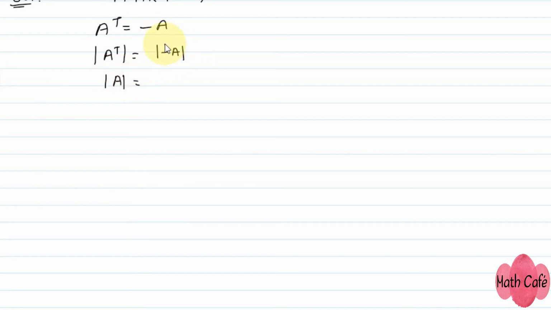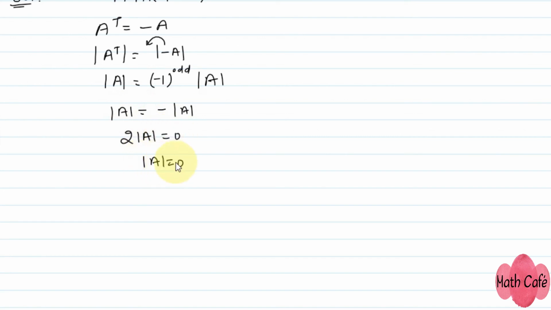So I can take minus 1 out of this determinant, so minus 1 raised to n. N is odd, so minus 1 power odd, and we will be left with determinant value of A. So determinant of A will be equal to minus 1 power odd, which will become minus of determinant value of A. So finally 2 times determinant value of A will be 0, and finally determinant value of A will be 0. That's what we needed to prove. So let's take another example here.